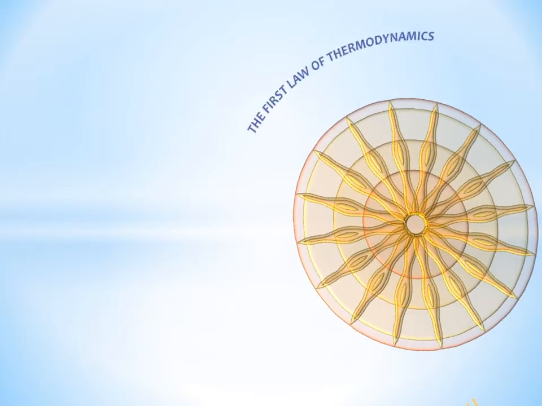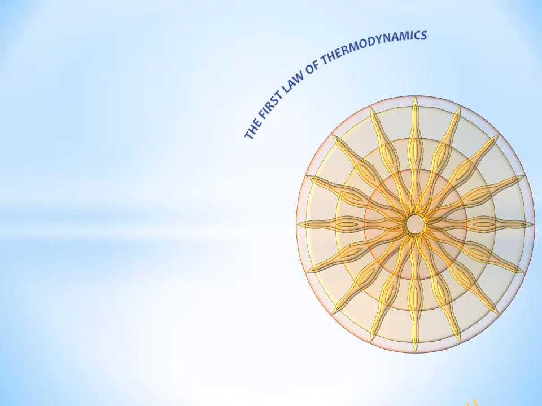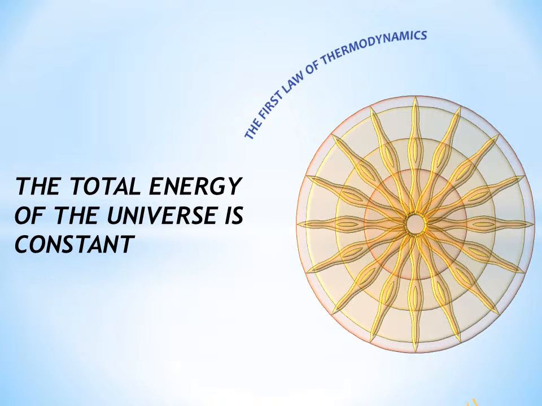The first law of thermodynamics. The first law of thermodynamics is basically the law of energy conservation, which states the total energy of the universe is constant. What this means is that since energy is neither created nor destroyed, and since the universe does not exchange energy with anything else, its energy content does not change.